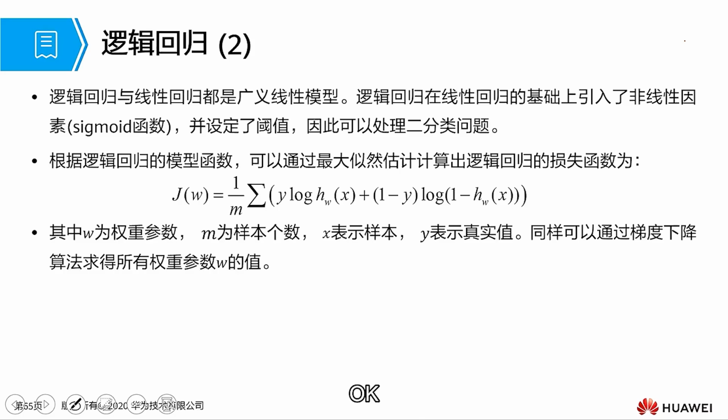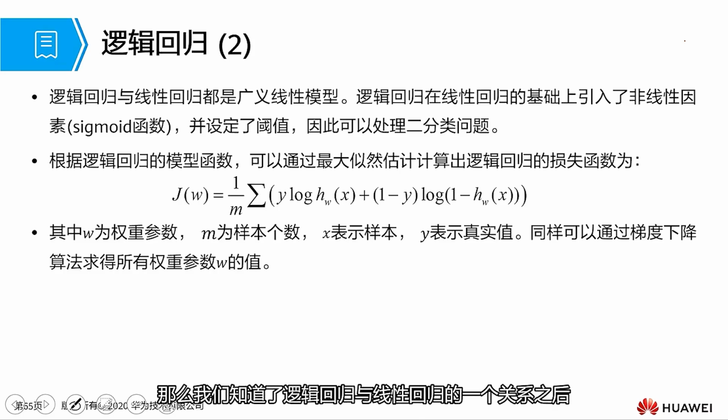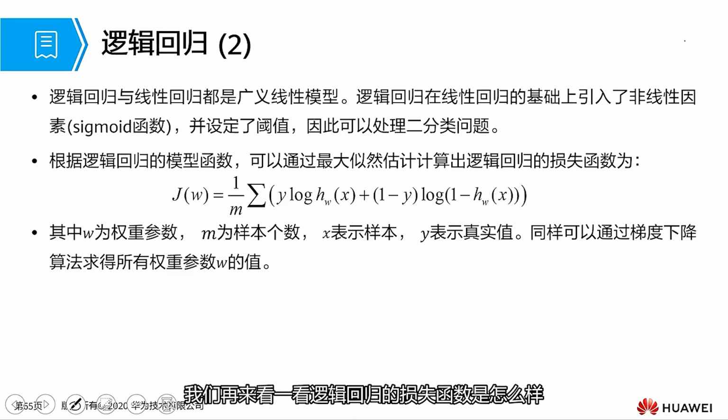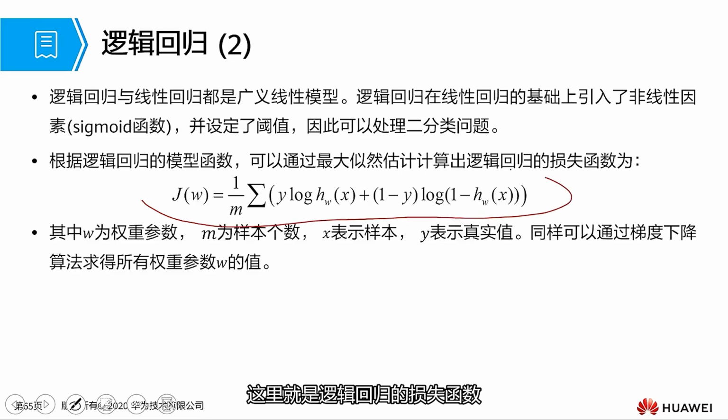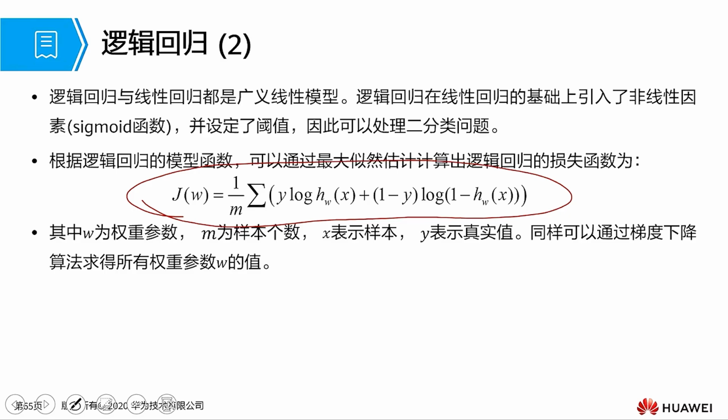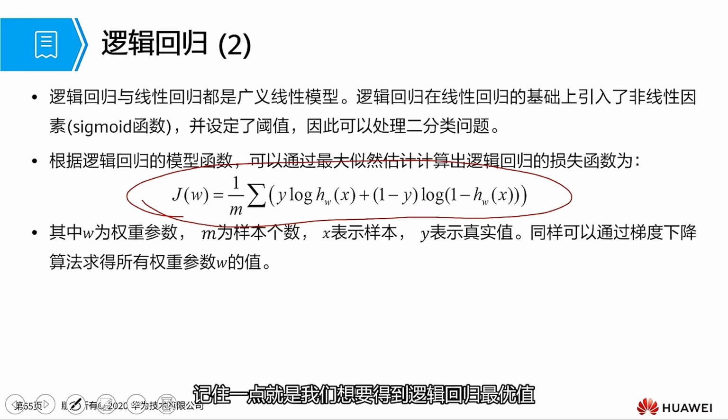Okay, so we have learned about logistic regression and its relationship with linear regression. Let's take another look. What is the loss function of logistic regression? Here it is. It may be more complicated, but we need to understand one thing: to obtain the optimal value of logistic regression, we are going to use this loss function for calculation. So what method should we use? It is calculated using maximum likelihood estimation.